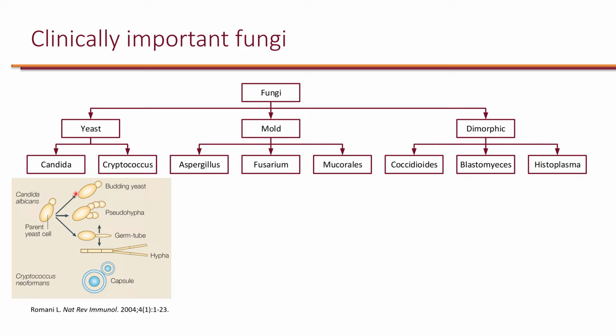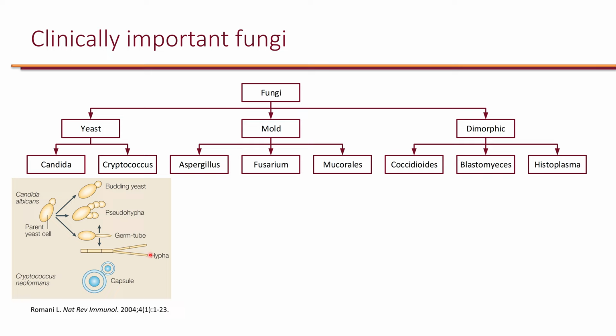Now, Candida exist in 3 biological phases. So yeast in the yeast form, they can also exist in pseudohyphae as well as hyphae. Now, when they are in the hyphae form, they can cause tissue damage by invading mucosal epithelial cells, and then they can lead to blood infections.